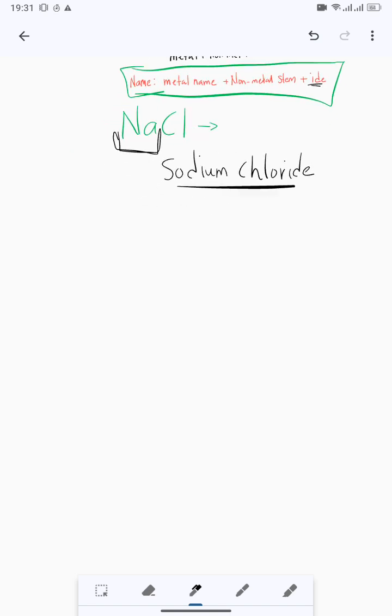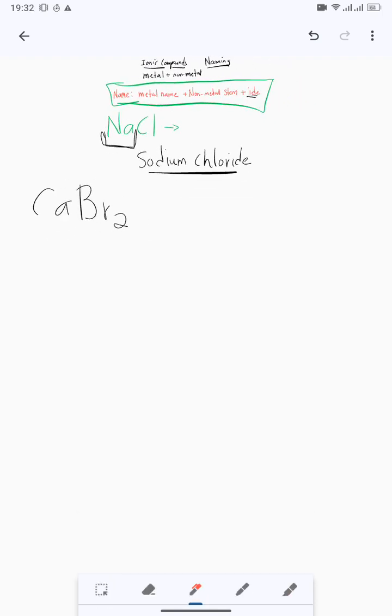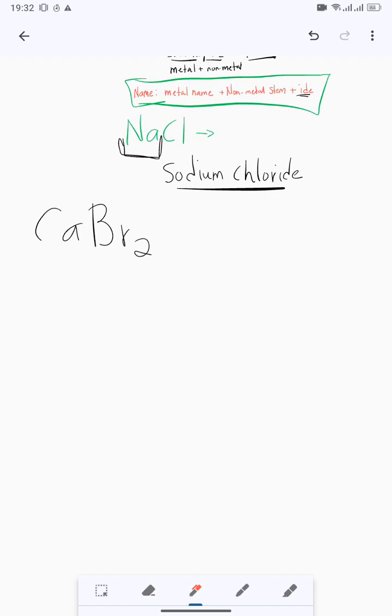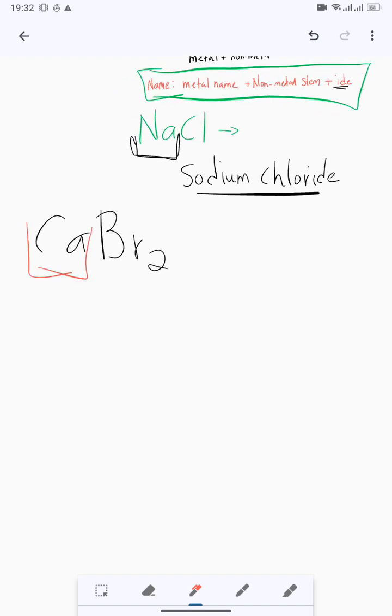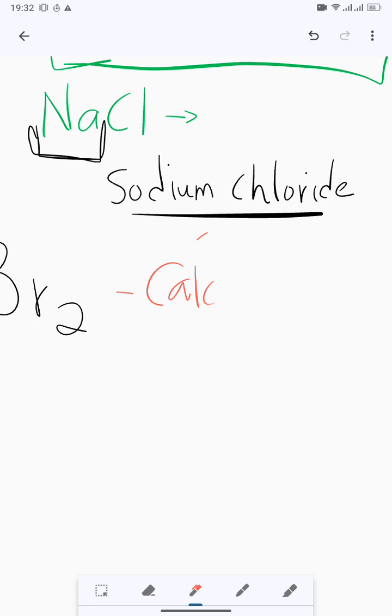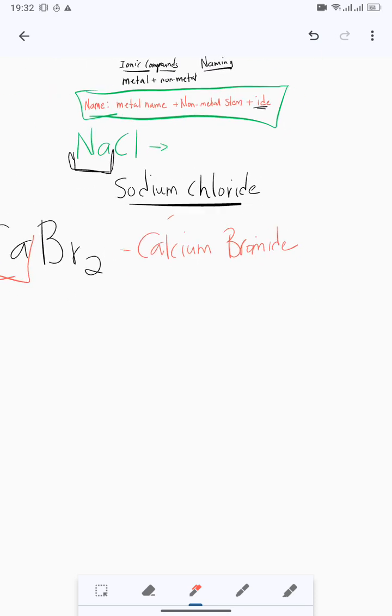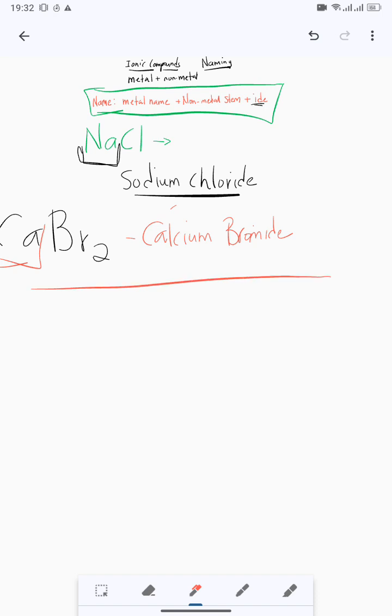Similarly, let's say we want to name this ionic compound. How will you name this one? We start with the metal name. The metal name is calcium, and then you add the non-metal stem plus -ide, and then it becomes calcium bromide. So that's basically it about ionic compounds.